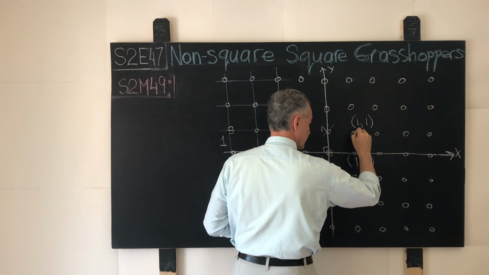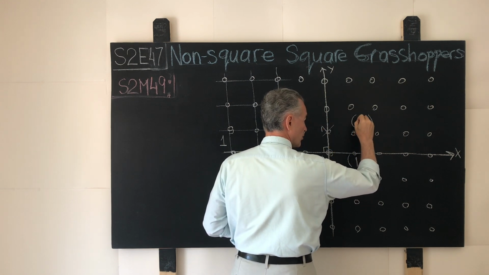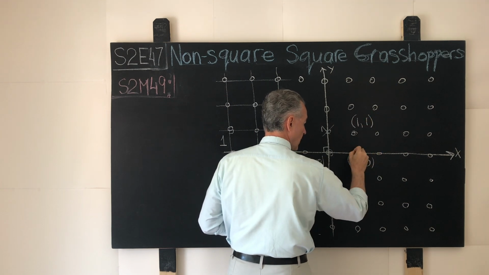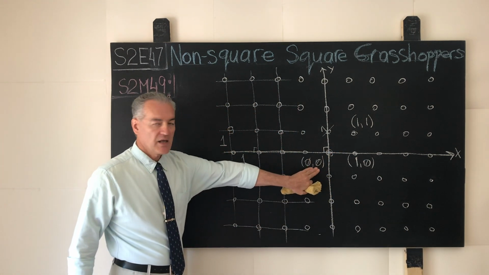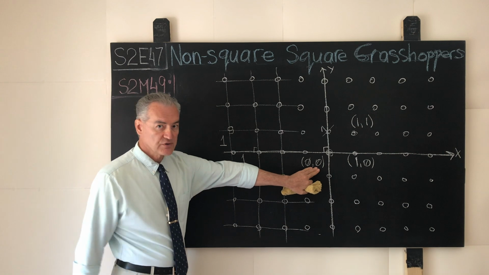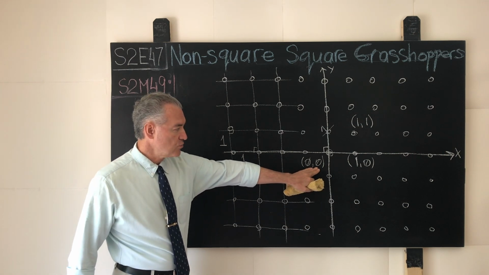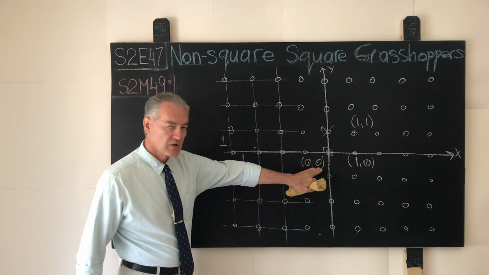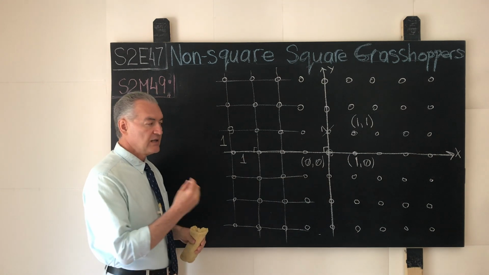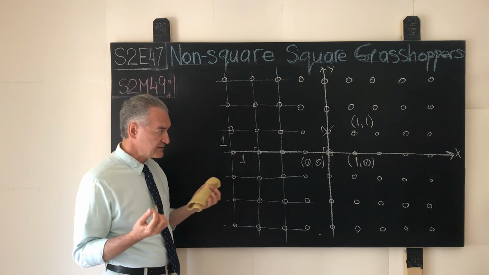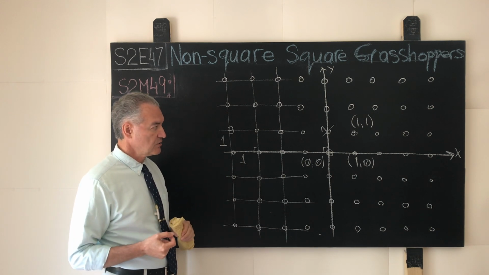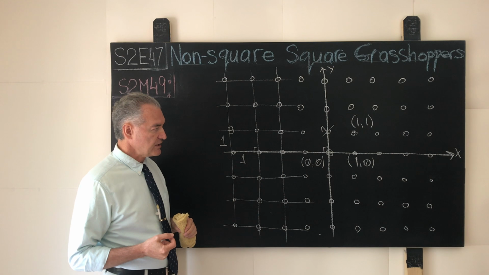So initially we have a grasshopper at a point with the coordinates 1, 1, one grasshopper at the point with the coordinates 1, 0, and one grasshopper at the origin of our arbitrarily chosen coordinate system with the coordinates 0, 0. Now, how does that help further? Roman, you keep talking, but where is the essence? Where is the meat?